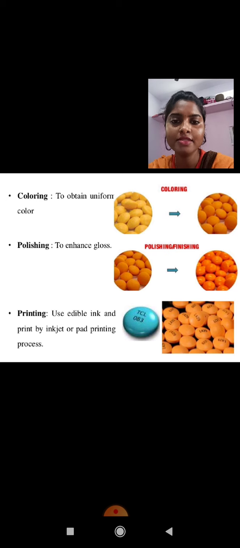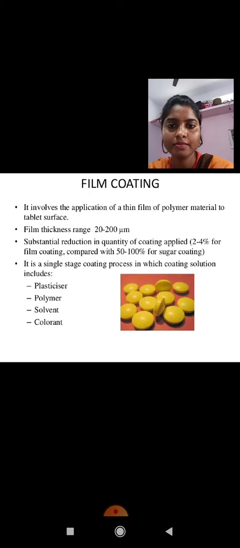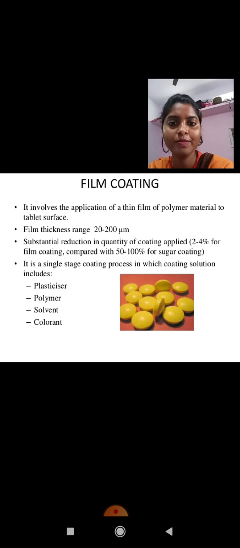Polishing, to enhance the glassy structure, meaning the tablet will be shining. And printing, using edible ink and printing by the inkjet or pad printing process. Next one is film coating.